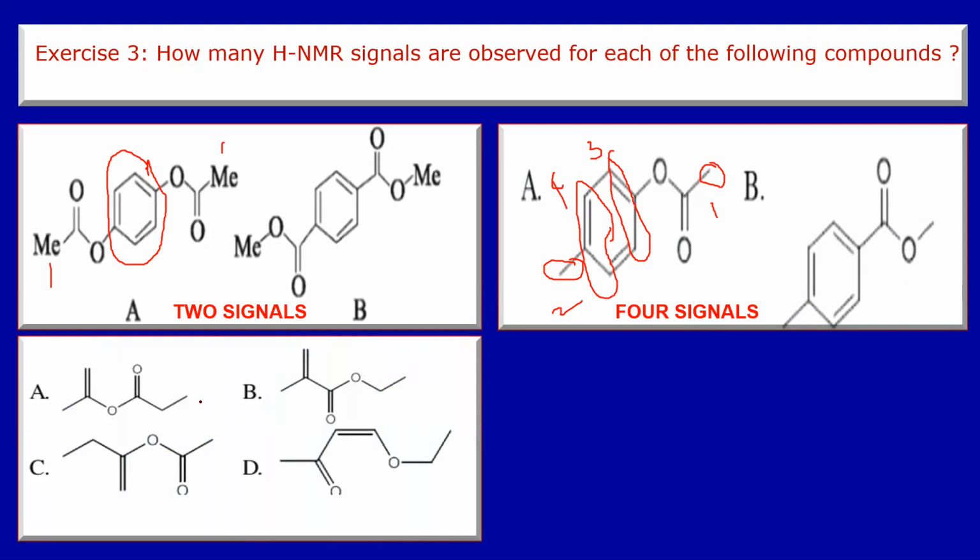So look at here. So 1, 2, 3. So it appears they are equivalent, but again they are diastereotopic. So 1, here 1, 2, 3, 4, 5. Diastereotopic protons. Similarly, others. So all will give 5 signals. You can check later.